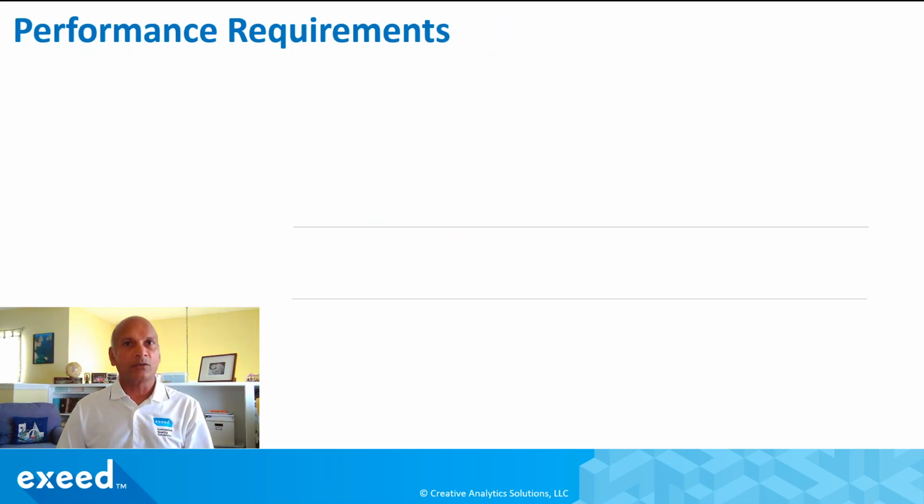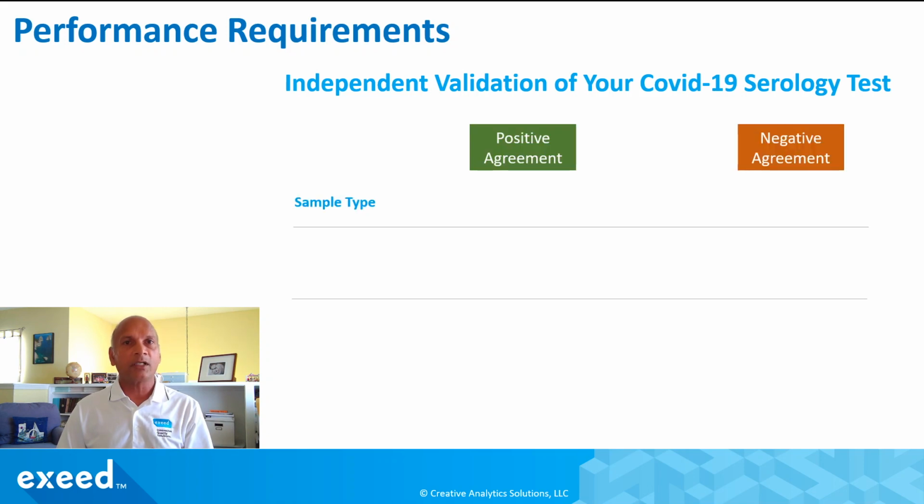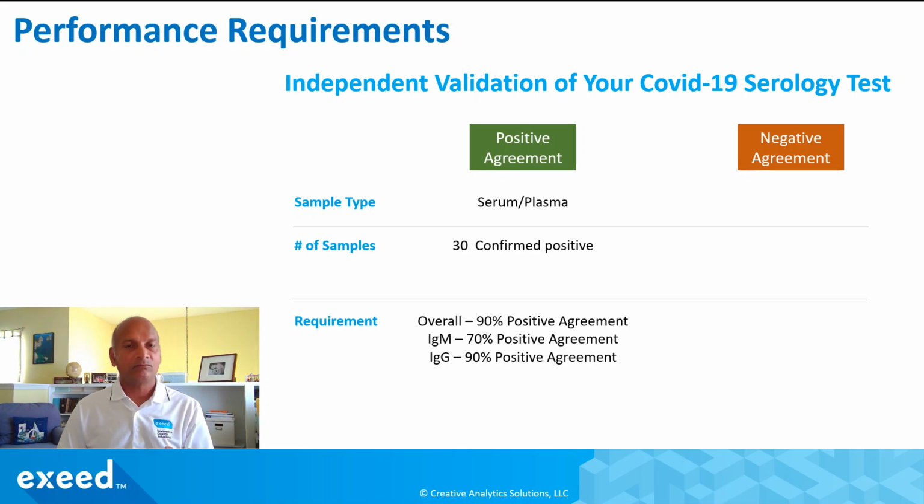What are the performance requirements? So let's look into the expectations for positive agreement and negative agreement. FDA will conduct those tests. Sample type will be serum and plasma. 30 confirmed positive samples will be tested, and overall expectation for positive agreement is at 90%, individually for IgM at 70% and IgG 90%.